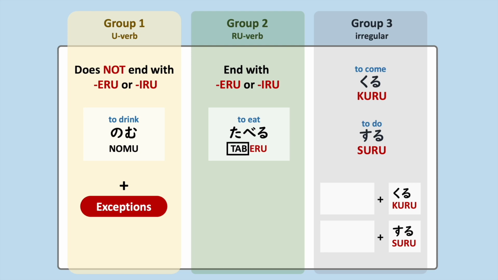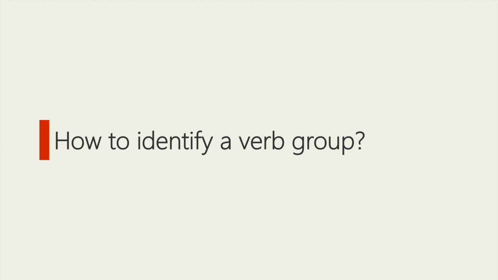Some verbs that have the eru or iru ending are u verb, group 1. But don't worry about it too much because there are not so many exceptions. You will see the list of exceptions later in this video. Now let's learn how to identify a verb group with some examples.